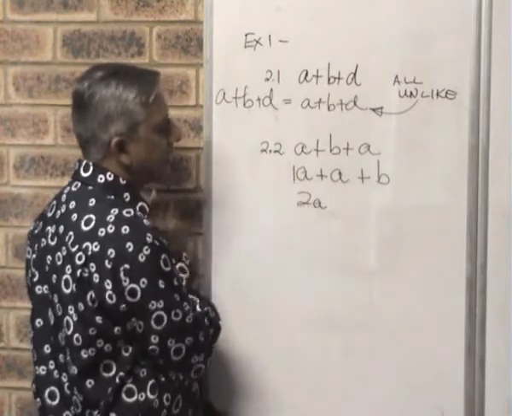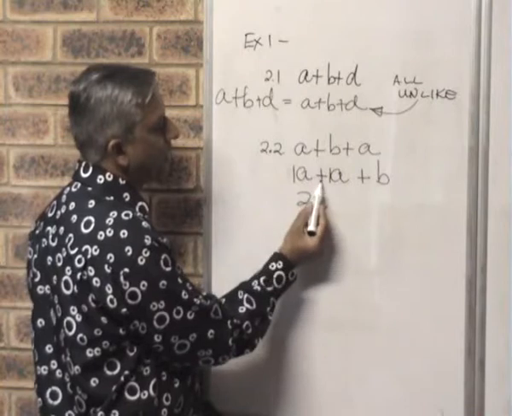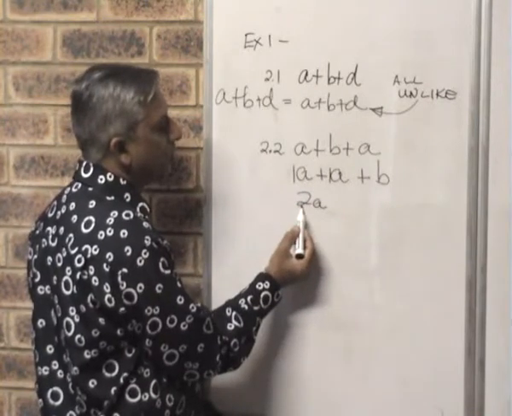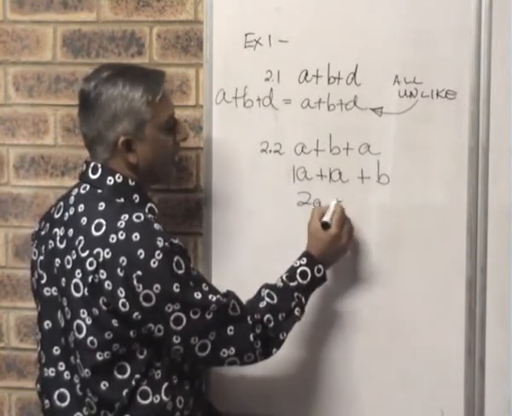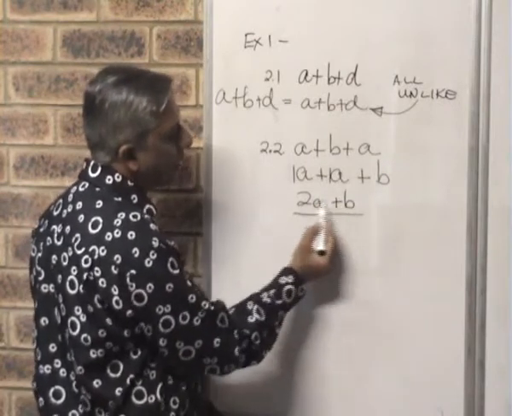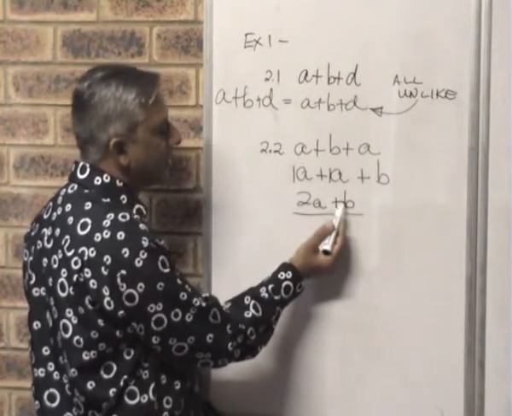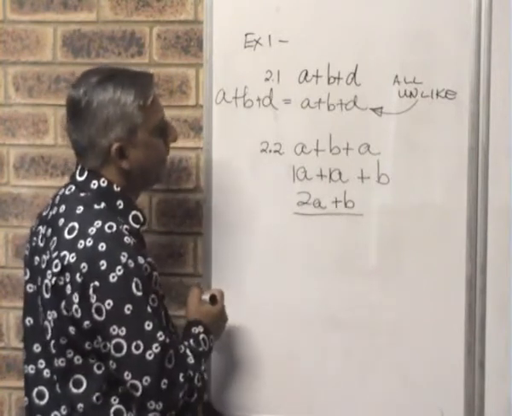You see there's a 1 here that's understood. There's a 1 here that's understood. So 1 plus 1 gives me 2. So we got 2A plus B. And that will be the final answer. Here you cannot add any more because these two are now unlike terms.